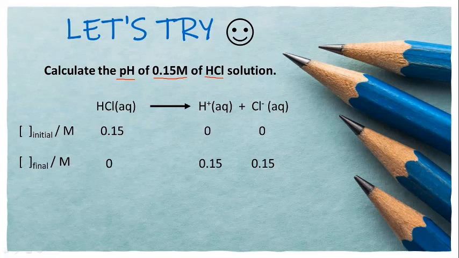So now we have the concentration of the proton, so we can use the formula of pH. pH is equal to negative log concentration of proton. Substitute the value into the formula, and finally you get the pH is equal to 0.82.